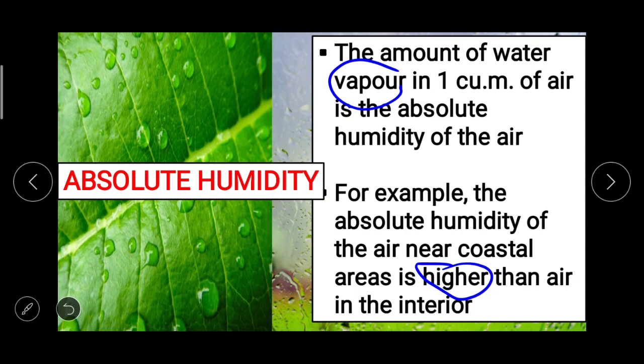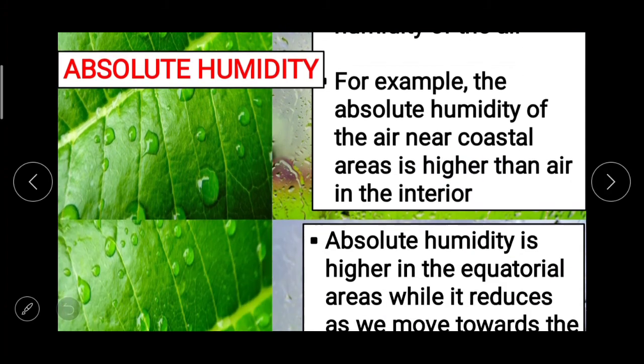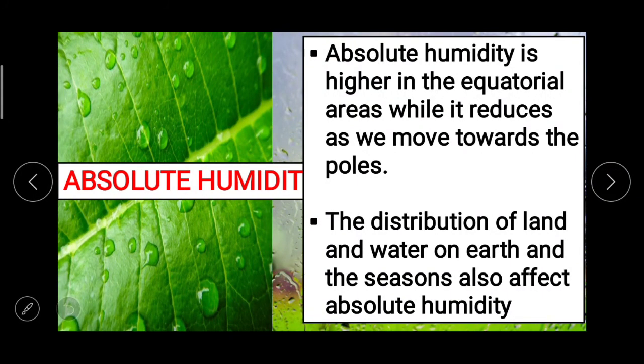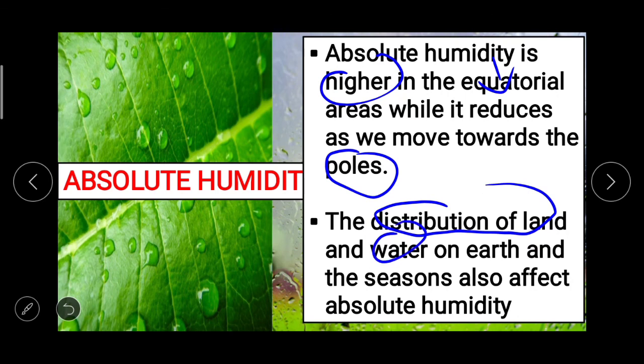Absolute humidity is higher in the equatorial areas, while it reduces as we move towards the poles. The distribution of land and water on the earth and the seasons also affect absolute humidity, जैसे winter, summer, rainy season.